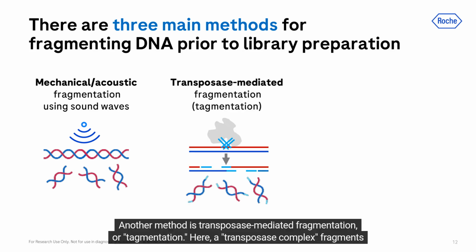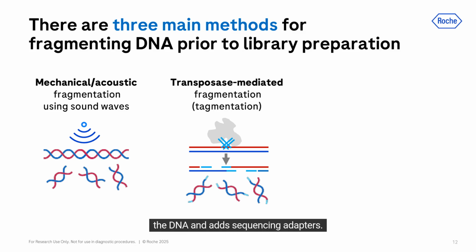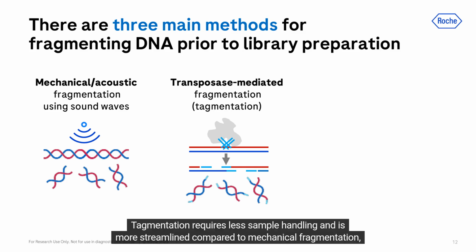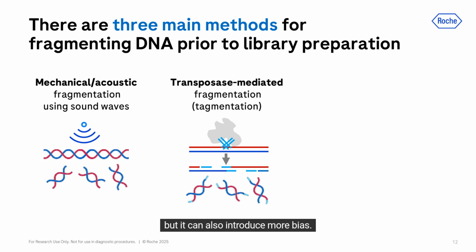Another method is transposase-mediated fragmentation, or tagmentation. Here, a transposase complex fragments the DNA and adds sequencing adapters. Tagmentation requires less sample handling and is more streamlined compared to mechanical fragmentation, but it can also introduce more bias.